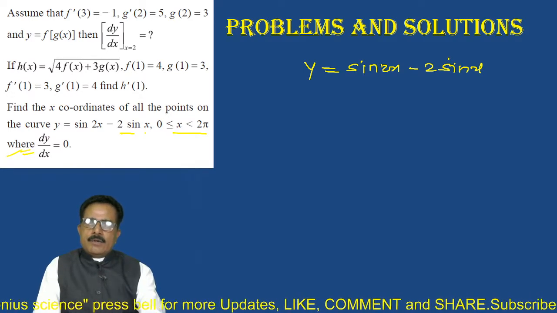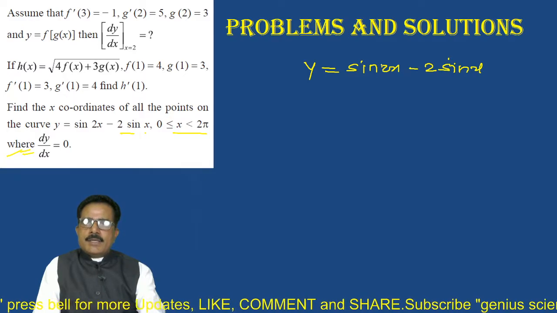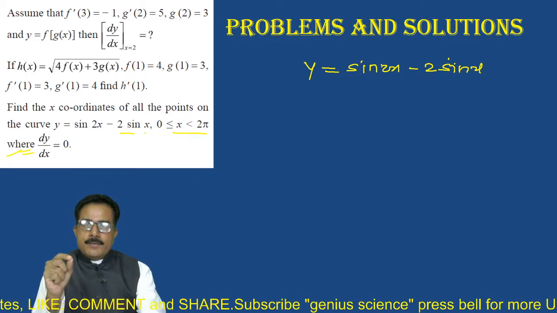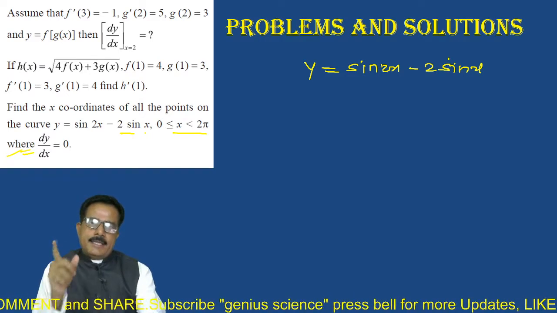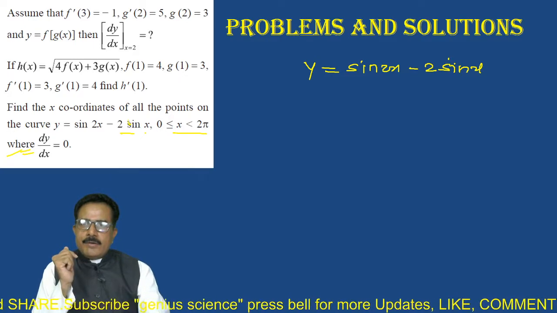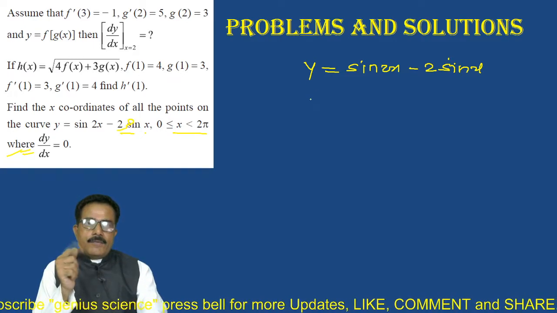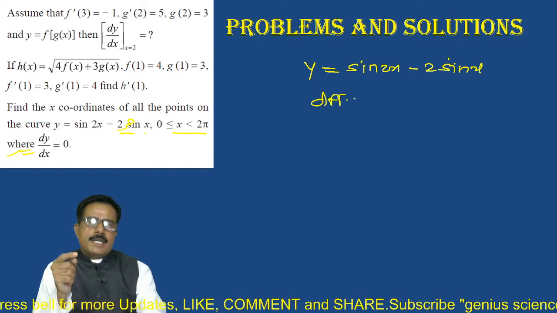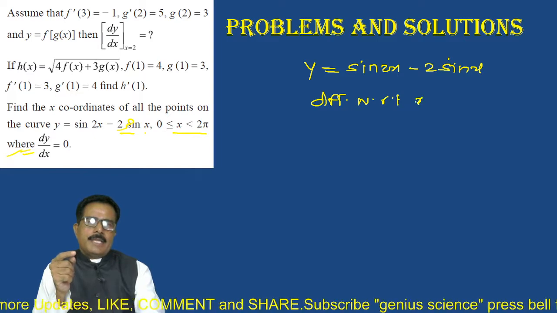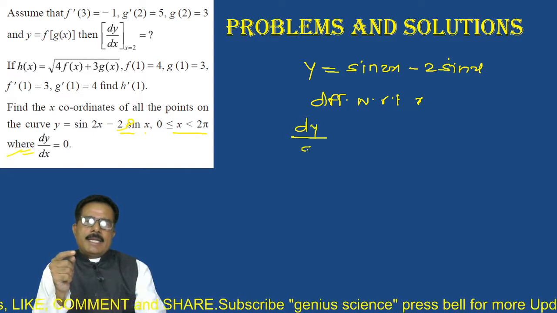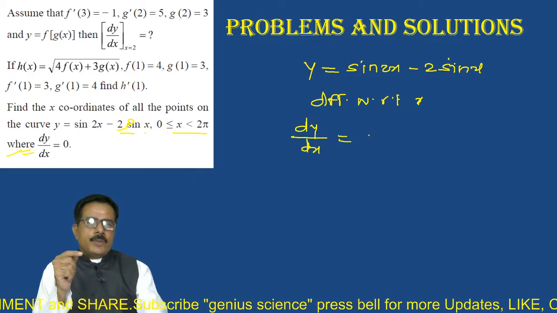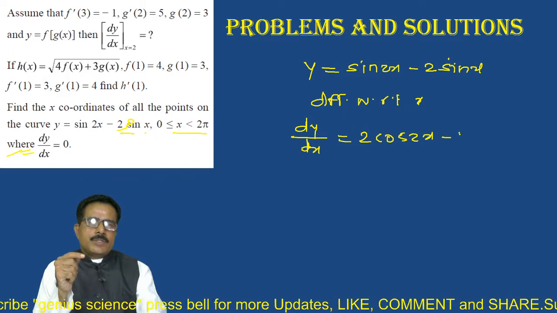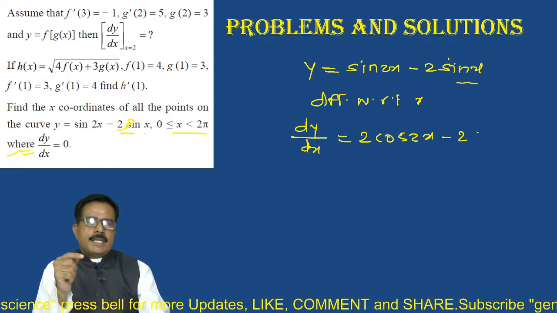Now we have to find the points on the curve where the derivative is 0. जहाँ पे derivative 0 है वहाँ पे x के values क्या क्या आते हैं ये हमको देखना है. We are given that the derivative is 0, means dy by dx. Therefore, to find dy by dx, differentiate this. Differentiating with respect to x, dy by dx equals the derivative of sin 2x, which is 2 into cos 2x, minus 2 as it is, the derivative of sin x is cos x.